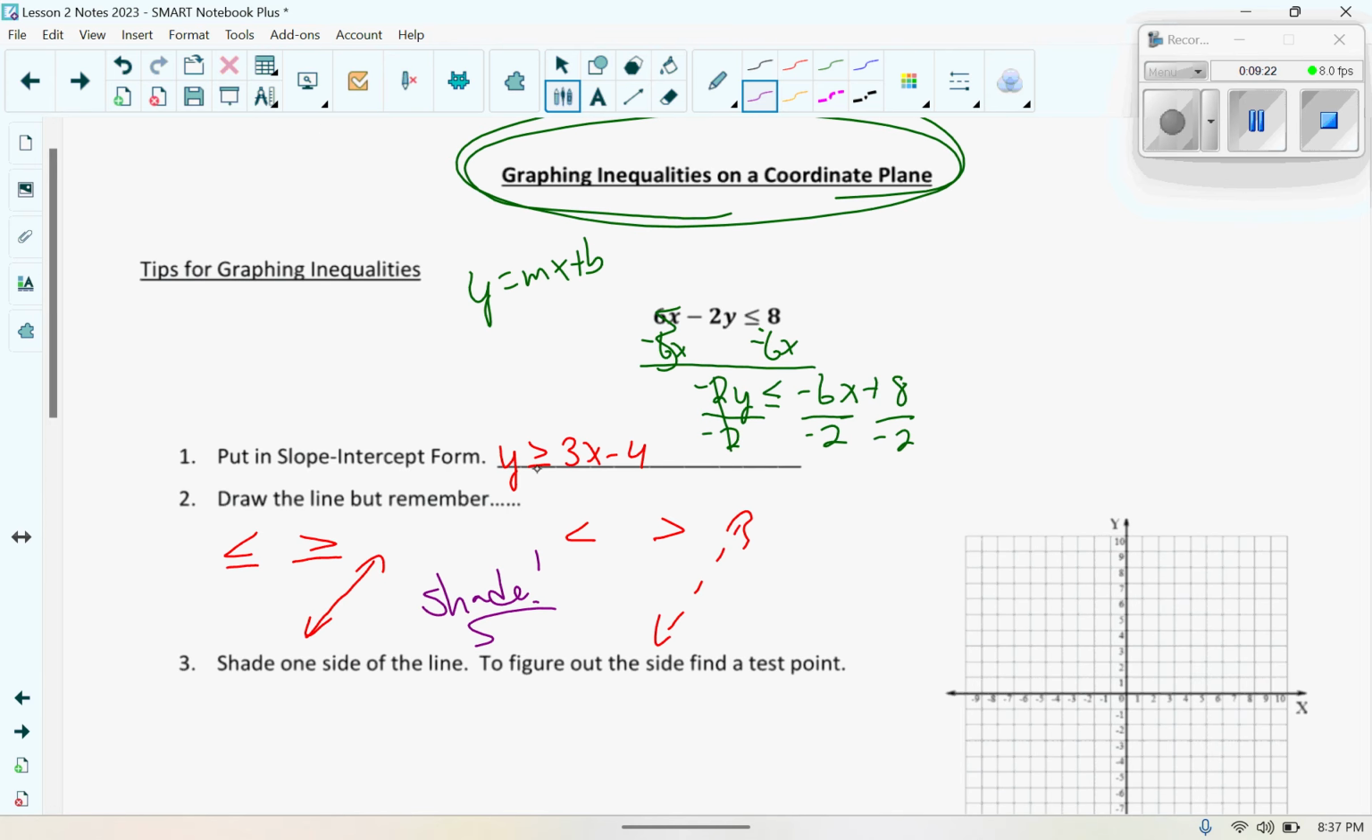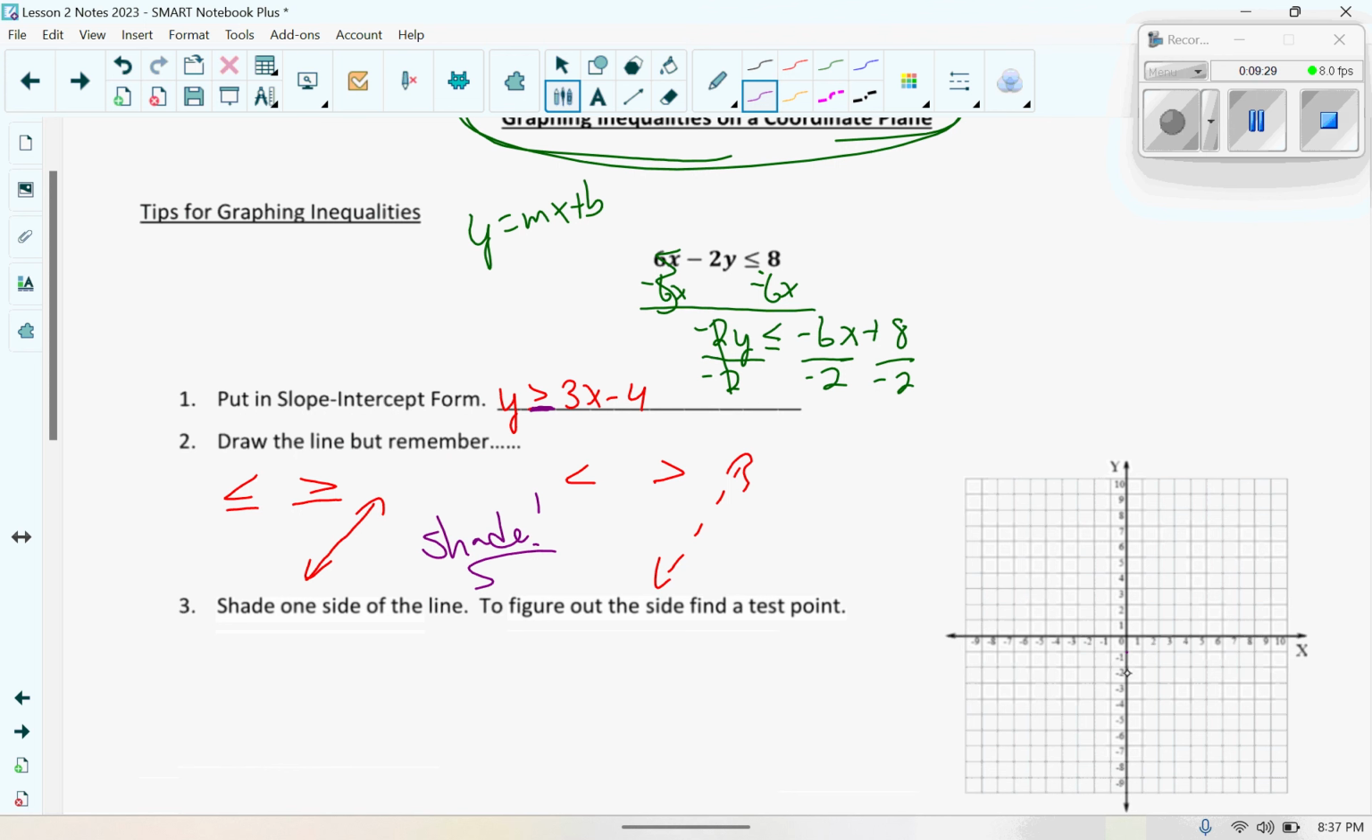Notice that this one has a line underneath it, so I'm just going to treat this as a regular graph. I'm going to go down 1, 2, 3, 4, put my point, and then think about our slope. I'm going to go up 1, 2, 3, and over 1. Up 1, 2, 3, and over 1. I could go the other direction, 1, 2, 3, over 1. So I have this line, and it's going to be solid because there's a line underneath the inequality.